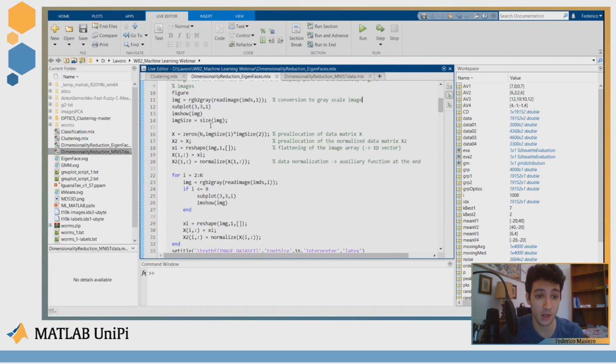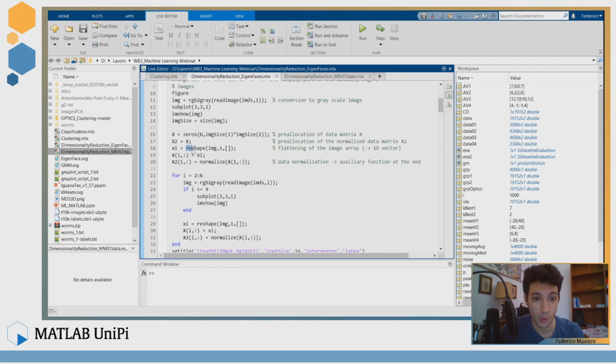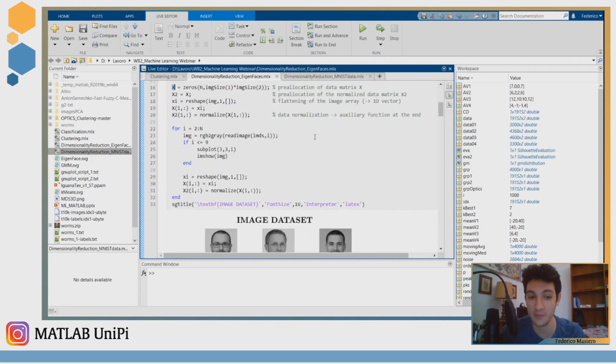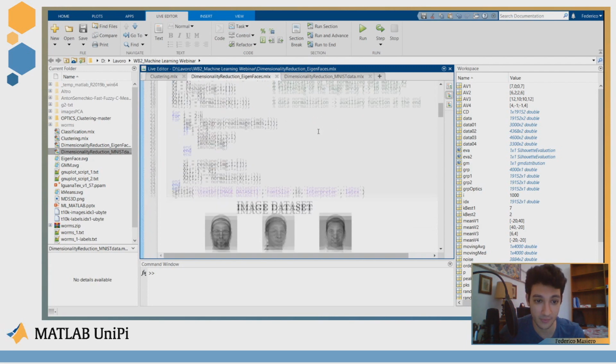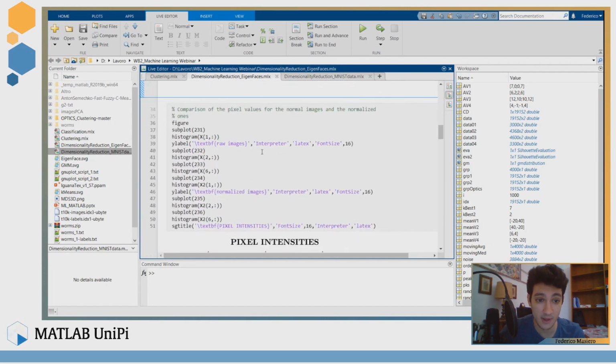And then all the images are reshaped. That means they are flattened to become a 1D array exactly in the same way I showed you in the slides. This is to achieve the X matrix that we want to pass to the PCA algorithm. After reshaping, here is just a picture of some of the photos that I have in the dataset.